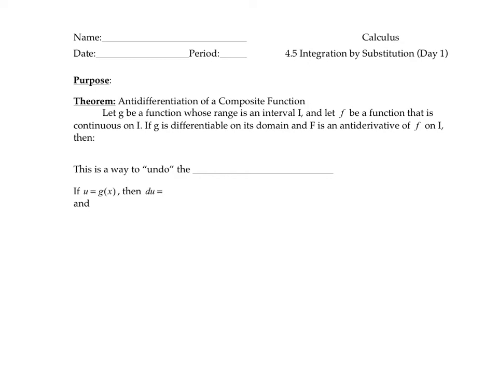Hey everyone, today we're going to start section 4.5 on integration by substitution. The purpose of today's lesson is to tackle some problems that we can't just rewrite and use the power rule for. Right? In other words, we're going to be tackling some problems that are going to ask us to integrate composite functions.